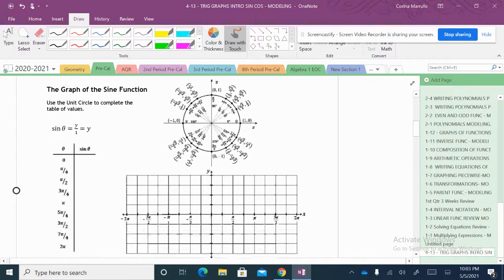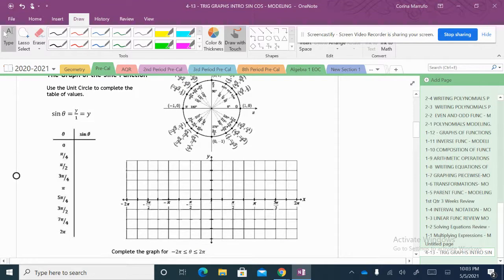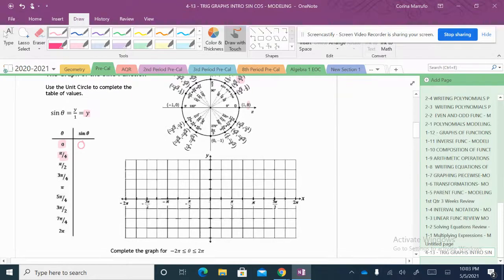So the graph of the sine function. It says use the unit circle to complete the table of values. As we learned in a previous lesson, the sine is our y values. So we're going to go ahead and check our y value at 0 degrees. At 0 degrees, our y value here is 0. At pi over 4, our y value here is the square root of 2 over 2. I'm going to put it now as a decimal because it's easier to graph. It's going to be 0.707.